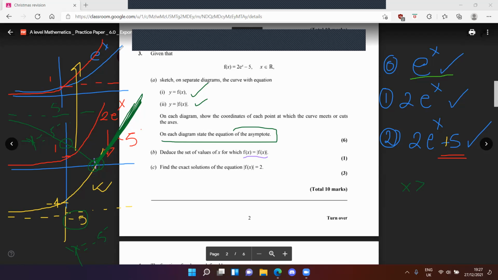Can I use this and equal it to 0 and solve for x? No, not equal to 0. So it would be twice e to the power x minus 5 is equal to minus 2 e to the power x plus 5. So it will be 4 e to the power x is equal to 10. So you'll get e to the power x is equal to 2.5. And then x would be, if you take log both sides, this value.